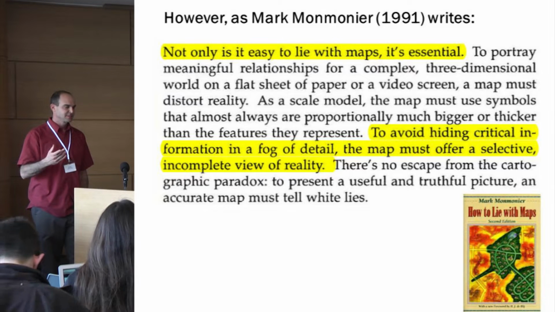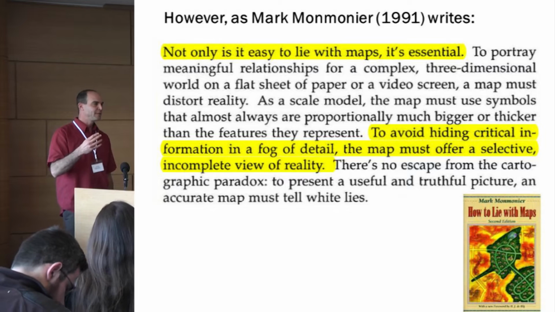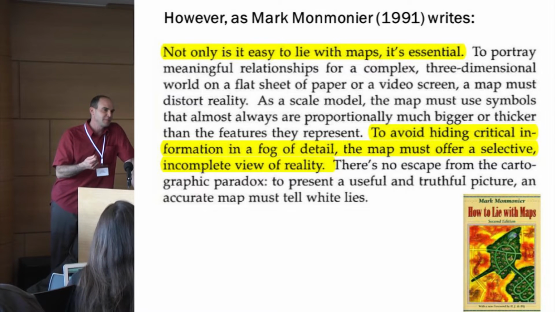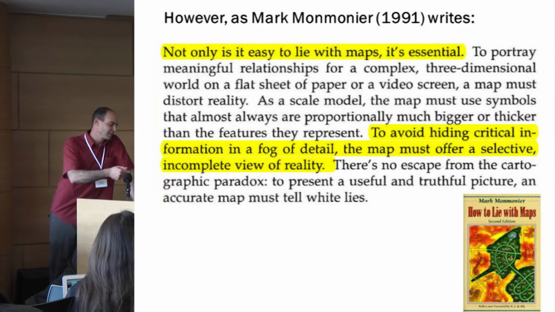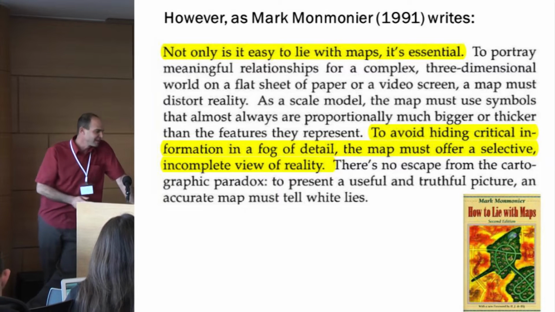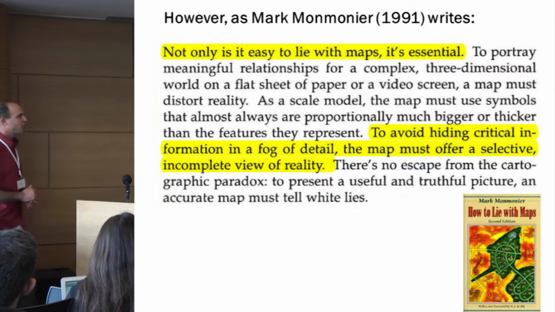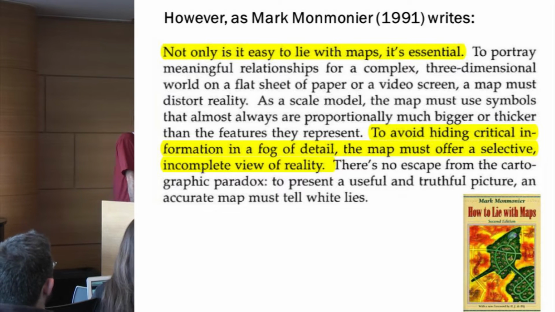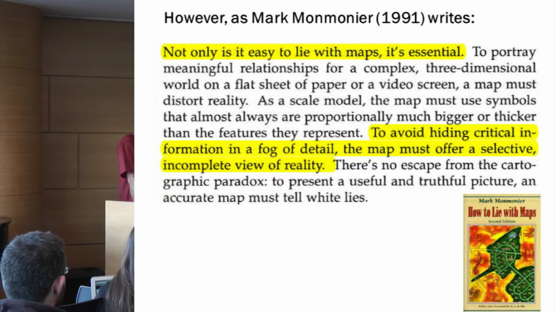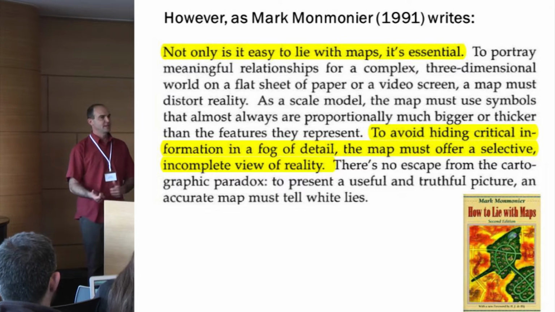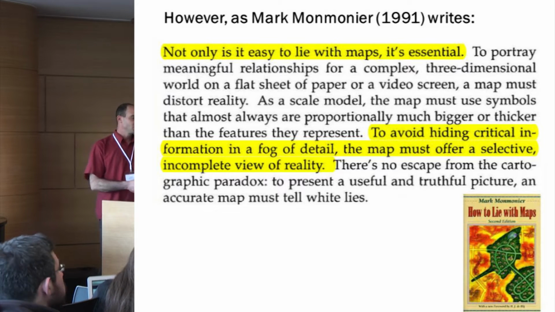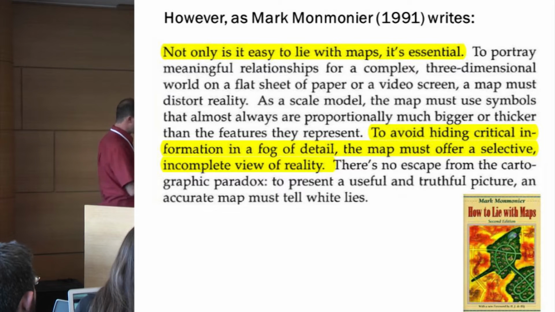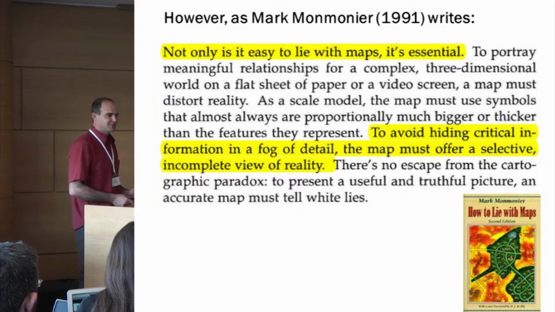When we read the map, and the map knows that we assume it to be an objective presentation of reality. So a drawing is not a map because it's not supposed to be objective. A map knows that we suppose its objectivity. However, it's not. To avoid hiding critical information in the fog of detail, to see the forest, the map must offer a selective, incomplete view of reality. So the cartographer always has to use tools of simplification, generalization, selection, choosing what to show, how to show. So the map must tell white lies, and that is fine.